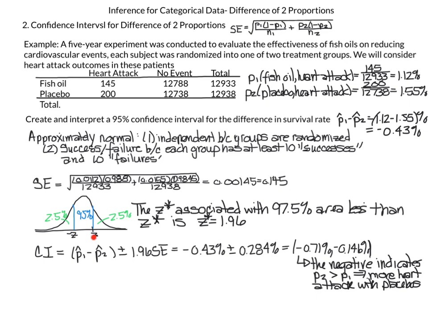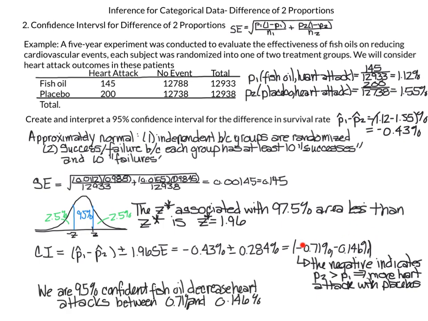So I have my difference between the two is negative 0.43% plus or minus 1.96 times my 0.145%, which will give me a confidence interval of negative 0.71% and negative 0.146%. And again, the negative indicates that P2 is greater than P1. In other words, our P2, our placebo group, had a greater number of heart attacks than our P1, our fish oil group. Finally, you can see that 0 is not in this confidence interval.